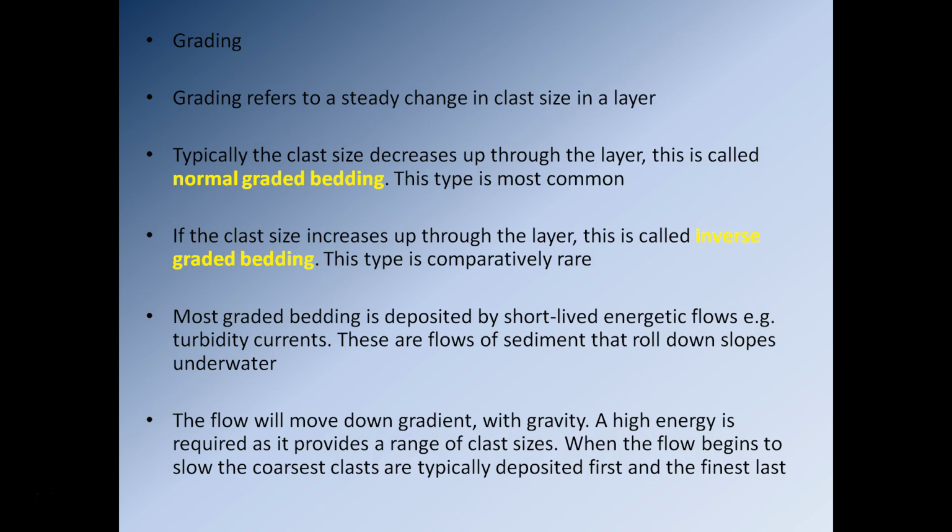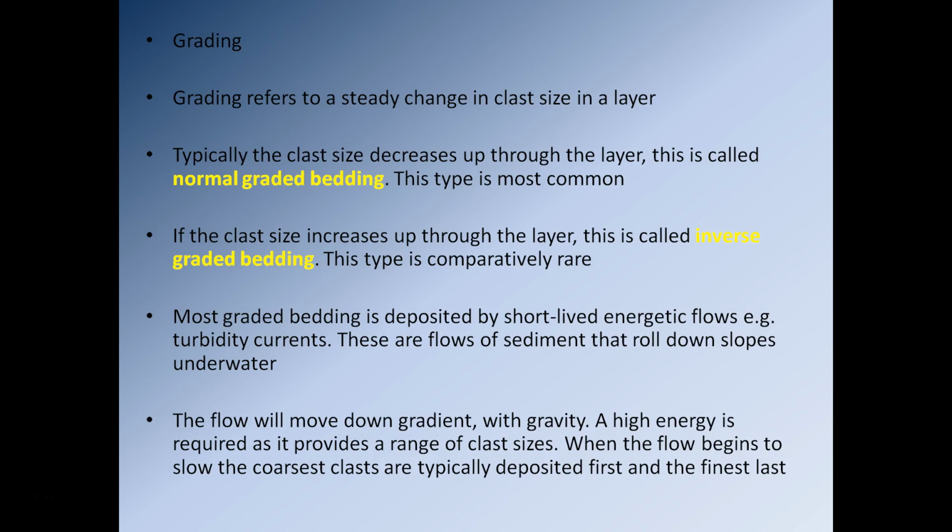On the other hand, if the class increase in size as you go up through the layer, that's called inverse graded bedding. So we'll have the small class, the silts and the clays, for instance, at the bottom of the layer, and then as you go up through the layer, you might have the medium sands, and then the very coarse sands at the top of the layer. Now, inverse graded bedding is a lot rarer than normal graded bedding, but it does still occur. And once again, graded bedding is reflective of the type of environment in which the sediment was deposited.